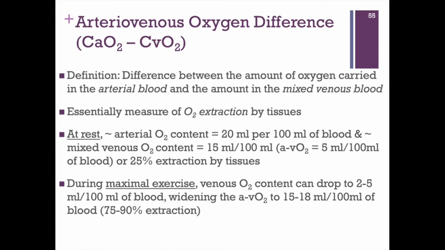During maximal exercise, the venous oxygen content can drop to about 2 to 5 milliliters per 100 milliliters of blood. So it widens this difference to about 15 or 18 milliliters per 100 milliliters of blood, which means that during exercise we are extracting around 75 to 90% of the oxygen from the blood.